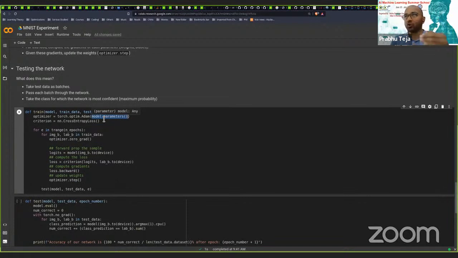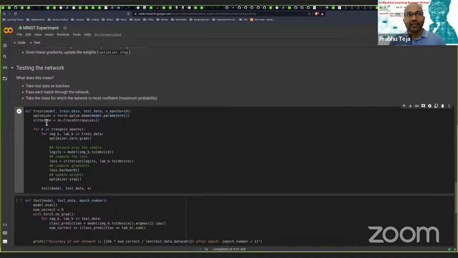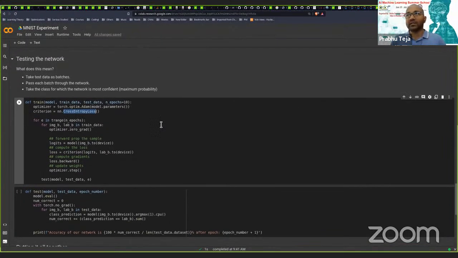Like you would literally store a list of all the parameters, give them one by one to the optimizer, and let the optimizer do its job. And the criterion is nn.CrossEntropyLoss. It's a standard loss that is used for classification problems.